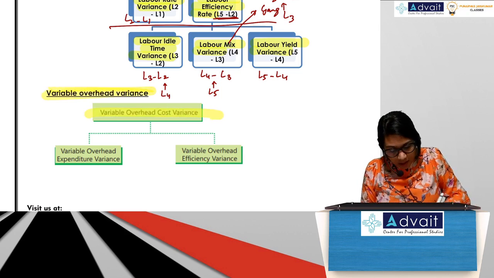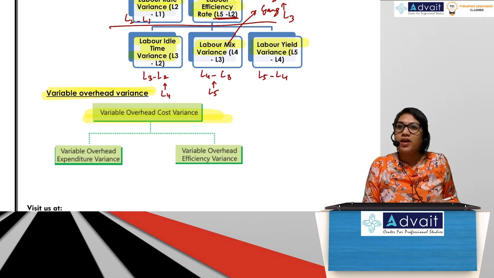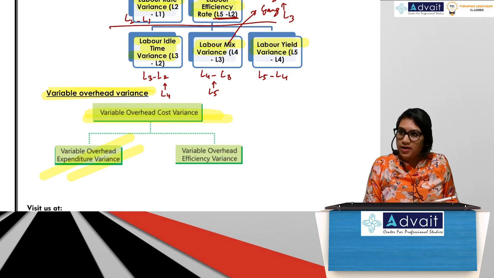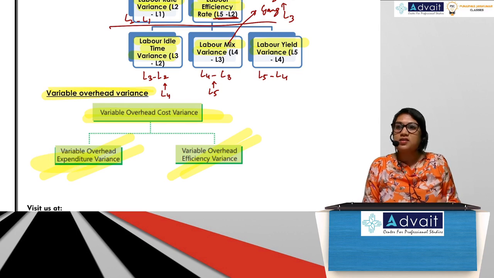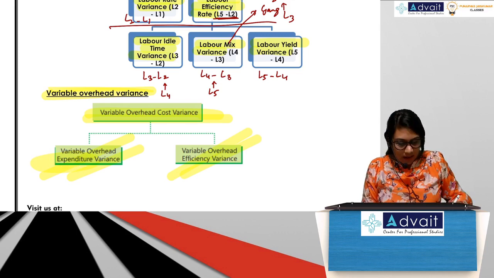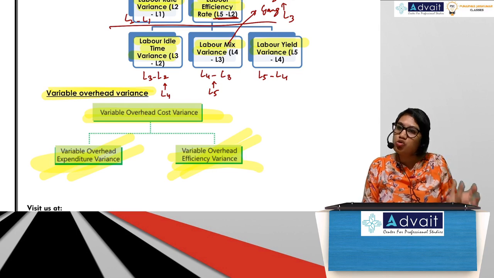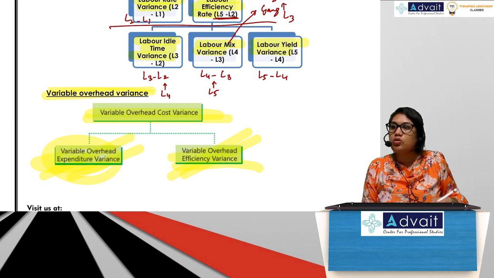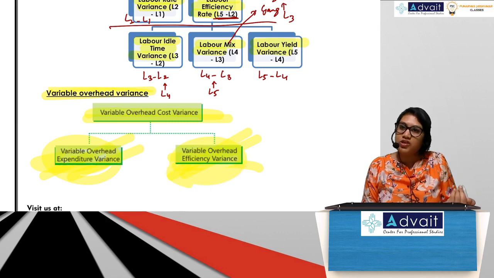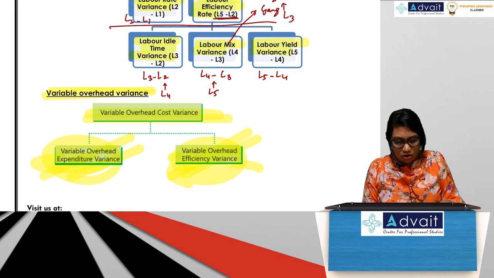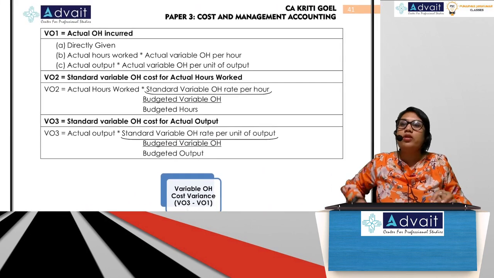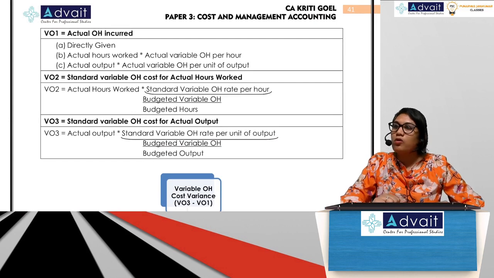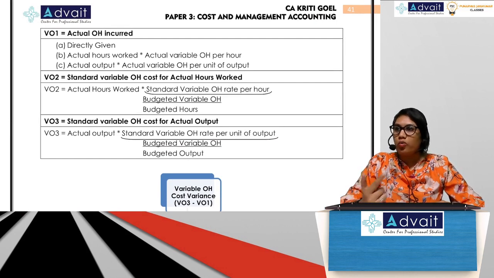Okay, variable overhead cost variance. Variable overhead cost variance is divided into two types: variable overhead expenditure variance and variable overhead efficiency variance. The expenditure variance is like your material price variance or labor rate variance, and the efficiency variance is like your material usage variance or labor efficiency variance. Very similar. So we have only three things that we will be using in variable overheads: VO1, VO2, VO3.